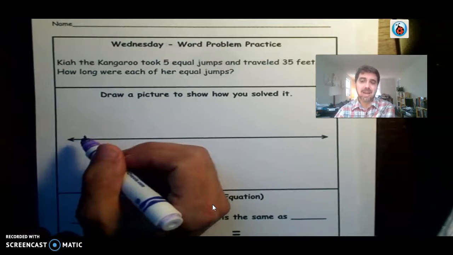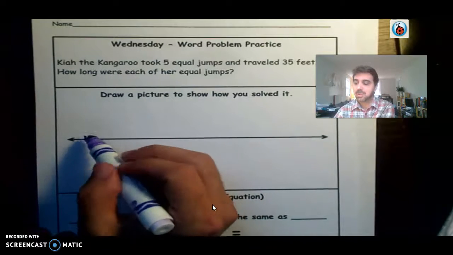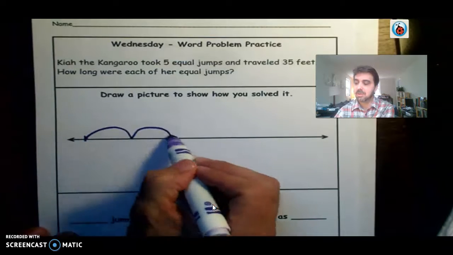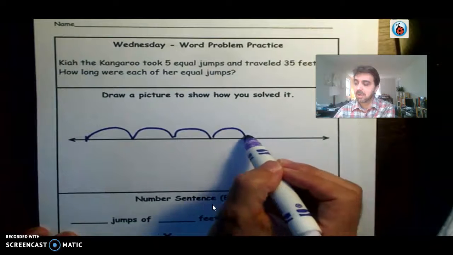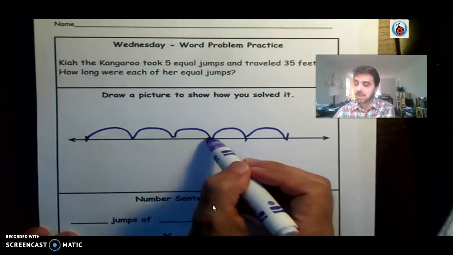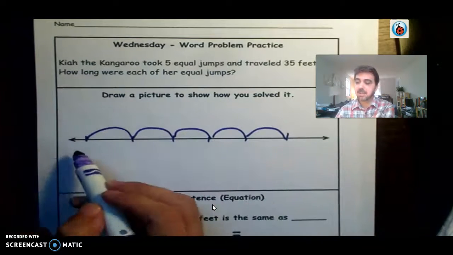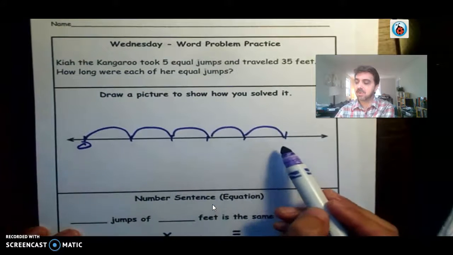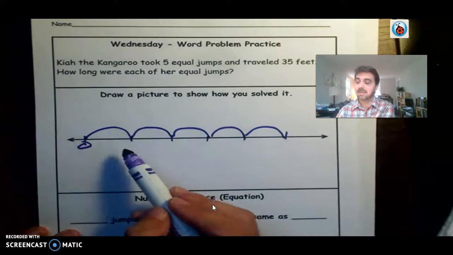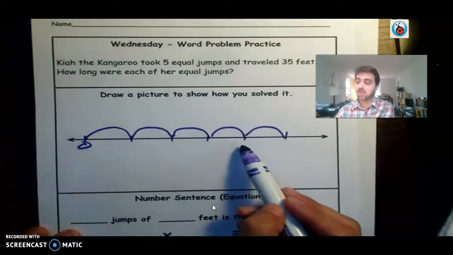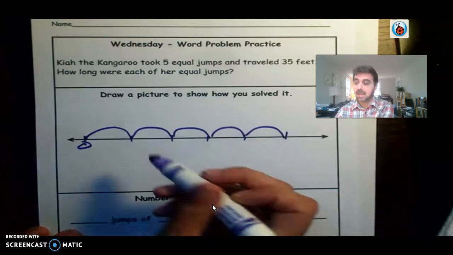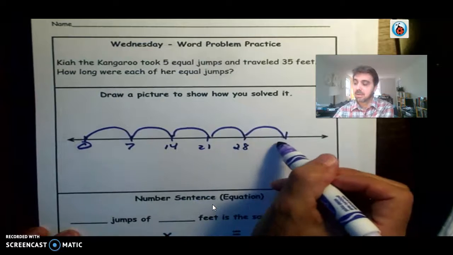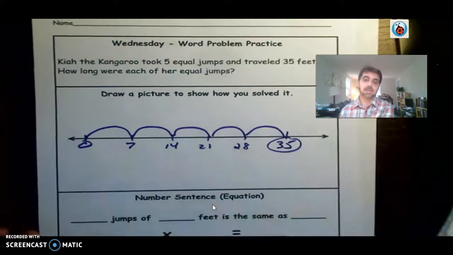You may have started with 5 and thought, that didn't work. But what you can do is just draw 5 jumps. We know it's 5 equal jumps. So 1, 2, 3, 4, 5. They should all look about the same. All right, so that's not going to change. And then you could have put your 0 here. And then if you went 5, 10, 15, 20, 25, that didn't work. All right, 6, 12, 18, 24, 30, that didn't work. And then we figured out it was 7. So now we can put in our 7s. And that got us to 35.